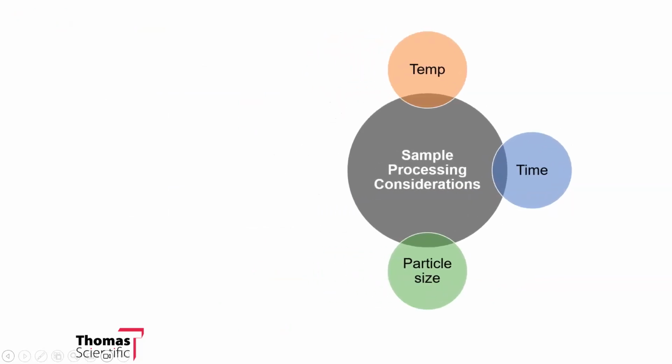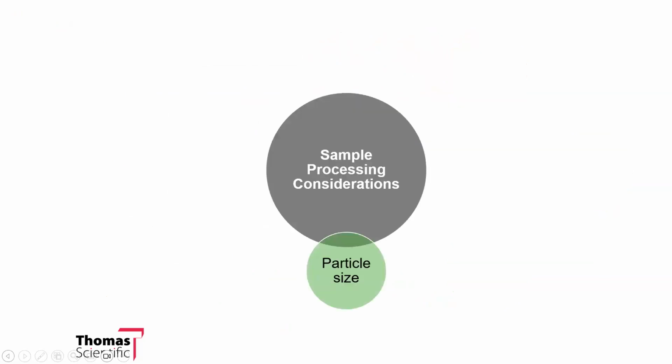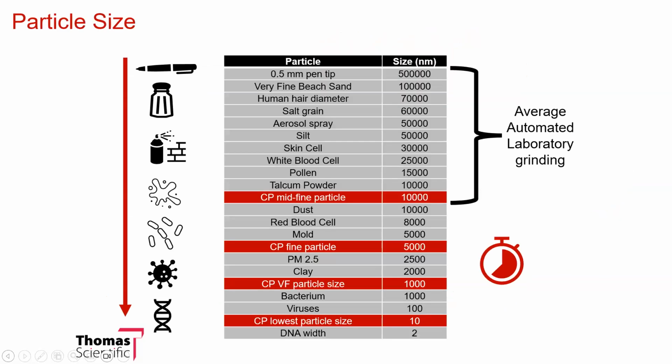So now let's look at some of the other considerations. These really depend on what is your target. Is it a chemical? Is it a microbiological? Is it molecular biological? And what method are you going to be testing that for? So let's look at particle size. We talked about particle size a moment ago. Well, what's the range of particle sizes?